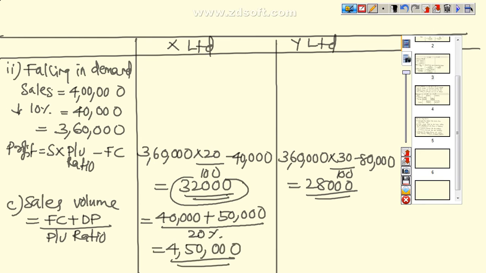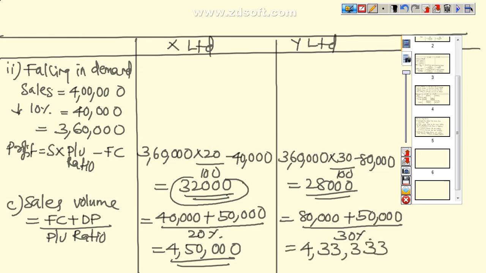Same we calculate for Y Limited: fixed cost is 80,000 plus desired profit, same 50,000, upon PV ratio of this particular company, 30%, that is equal to 4,33,333.